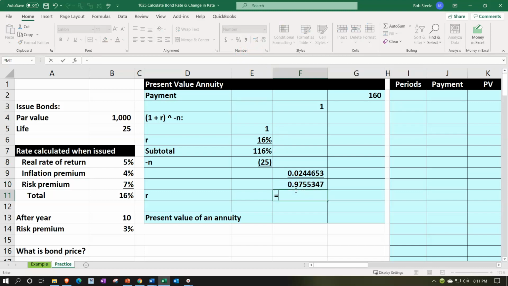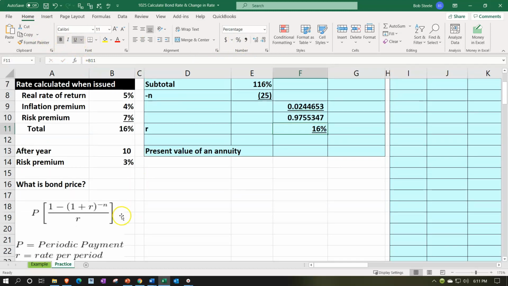The denom or denominator being the 16%, this being the market rate, same as the rate on the bond. We're going to say then home tab numbers, percentify, underline, home tab font, underline. We have the num and the denom.